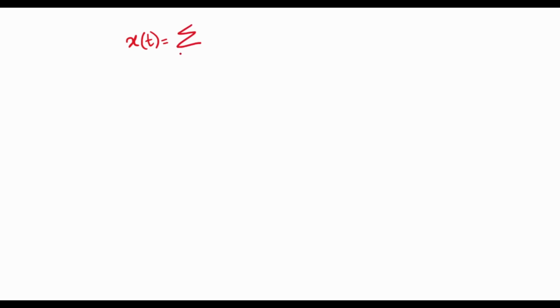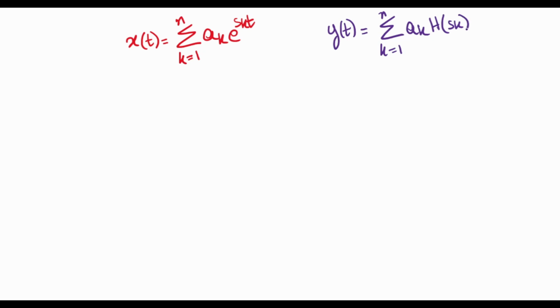Thus, in a nice closed form, we can write that if x of t is the summation from k equal to 1 to n of ak e to the power sk t, then the response of an LTI system will simply be the summation from k equal to 1 to n of ak h of sk e to the power sk t. So till now this was just a recap of my previous lecture on eigenfunctions, eigenvalues and their relationship with Fourier series.